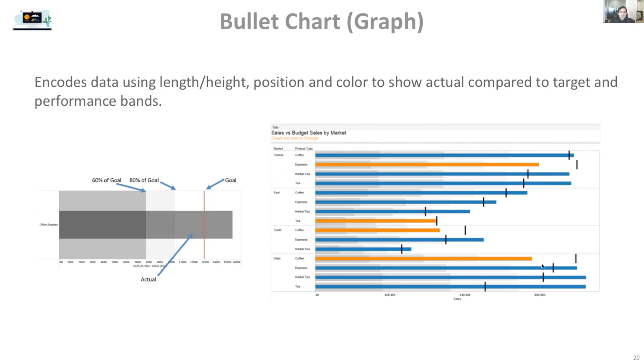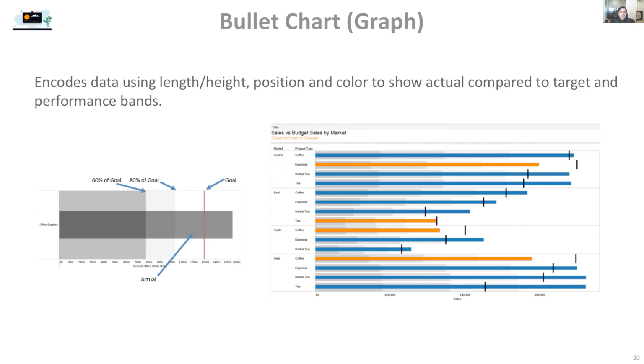And here is another example of visualizing sales versus forecast sales for coffee, espresso, herbal tea, and tea in different markets. In this example, when we hit and exceed the forecast, the bar is drawn in blue. And whenever we miss the target, like this one, the bar is drawn in orange. See, the target is here, and we were not able to hit the target. Hence, we are using the orange color in this chart.